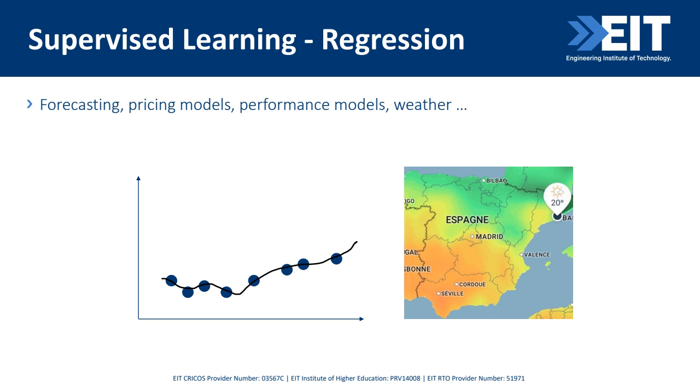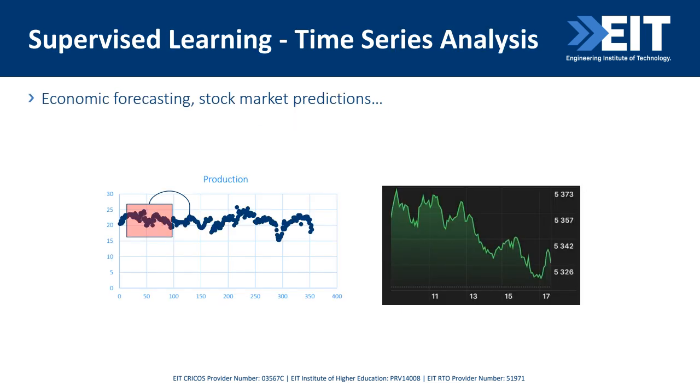So you use regression in things like forecasting, pricing models, performance, weather predictions. All of this is regression. And we have a lot of applications that exist today. Now, when this regression is about predicting a value that is a function of time, we call this time series analysis. Okay, so we call this time series analysis, meaning the variable is a function of time.